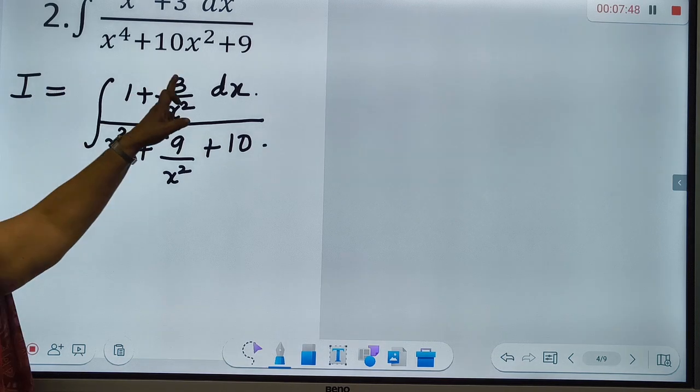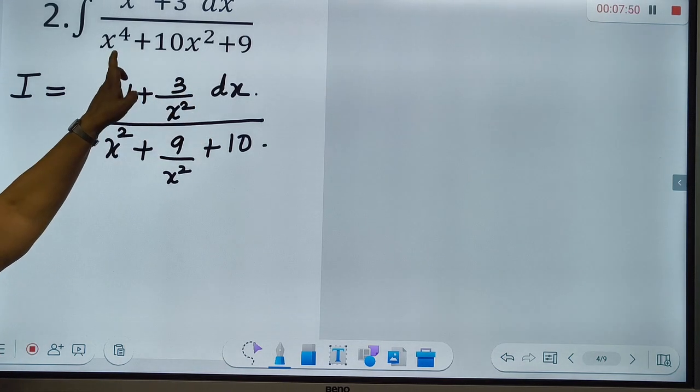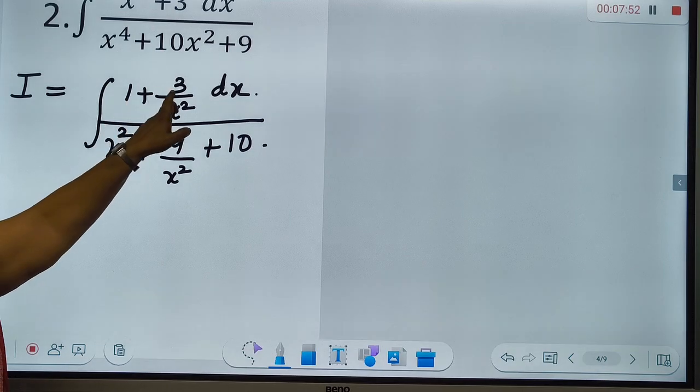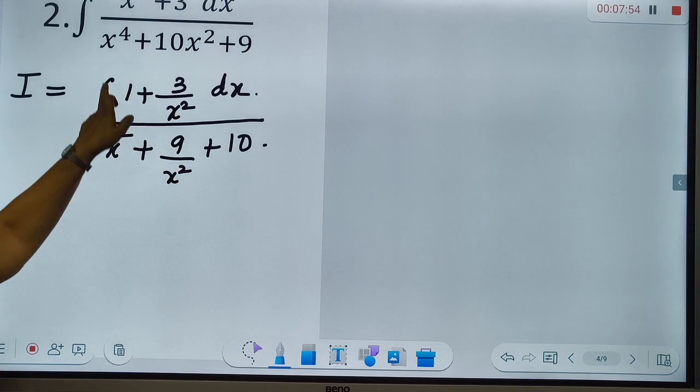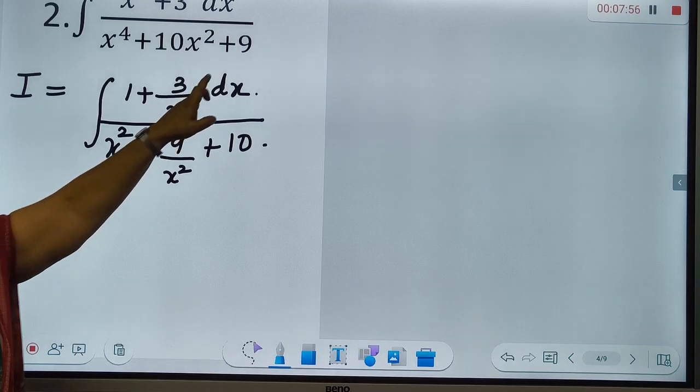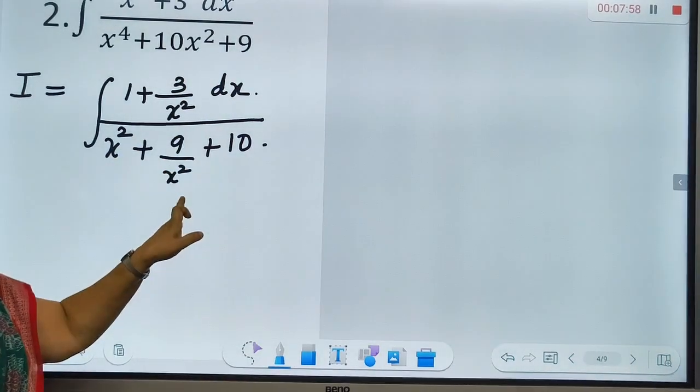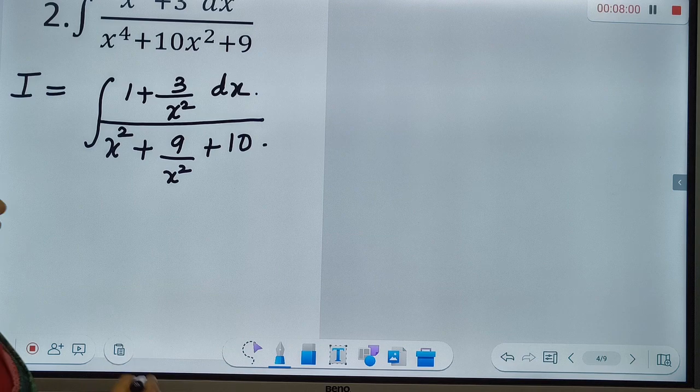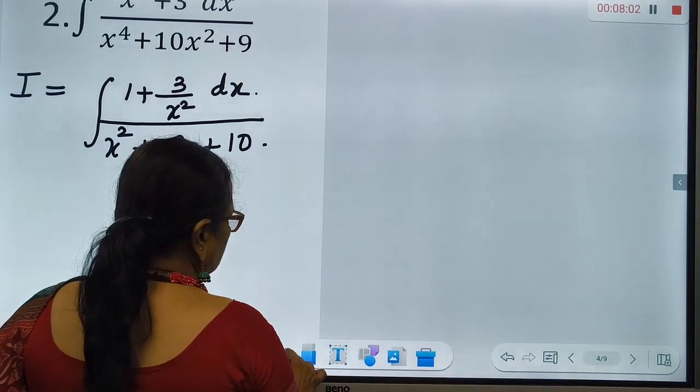I have divided every term by x square. So x square will become 1 plus 3 by x square. Denominator becomes x square, first I have written this 9, 9 by x square, plus 10 x square by x square is 10.